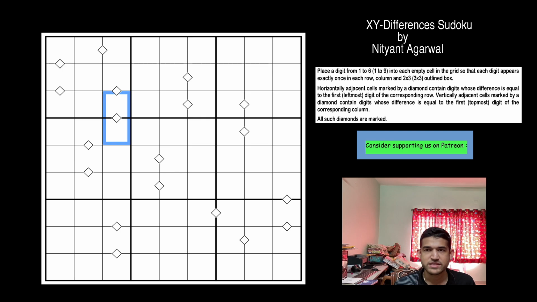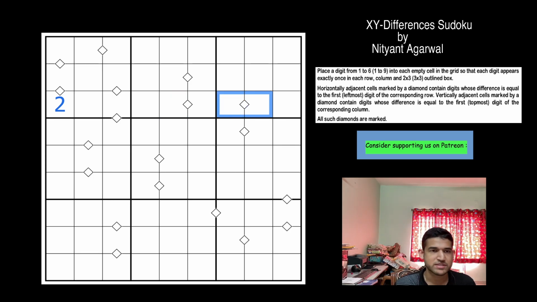So, horizontally adjacent cells marked by a diamond contain digits whose difference is equal to the first leftmost digit of the corresponding row. Which means that if you have diamonds between a horizontal pair of cells, so let's say you have a 5 and a 7 here. So, the difference between these two cells is equal to 2, right? So, 2 should be here. Or rather, you have to see it the other way. If this is a 2, then these diamonds will have a difference of 2.